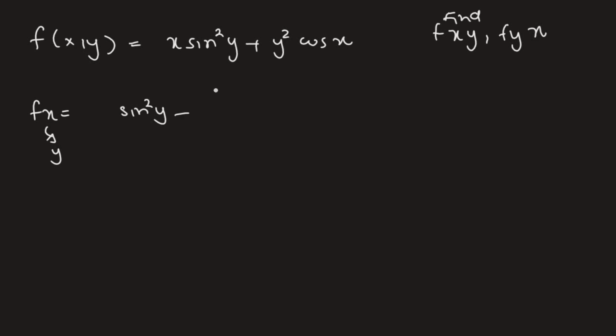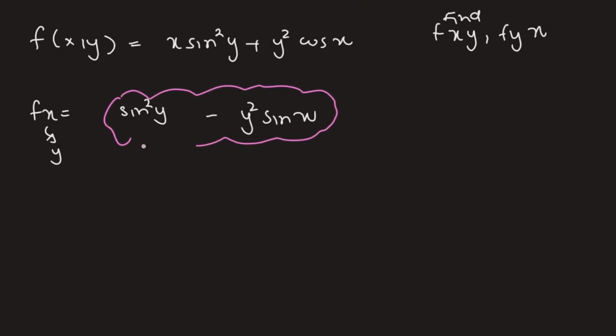Then the derivative of cosine of x is negative sine of x, and y squared is a constant, so it's just going to stay in there. Let me write it neatly: y squared, and there was a negative here, so you remove the positive. That's it for f of x. Let's move on to f of x of y.